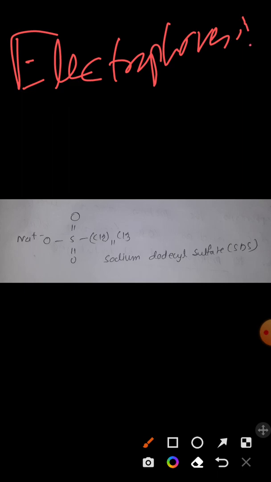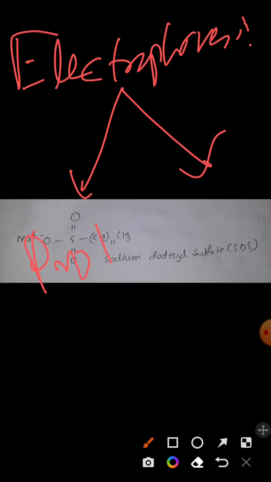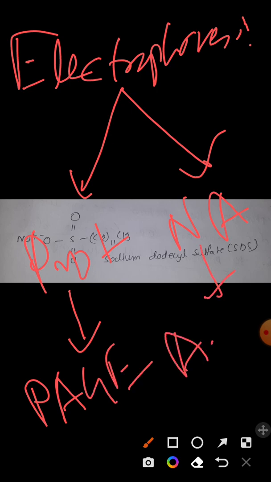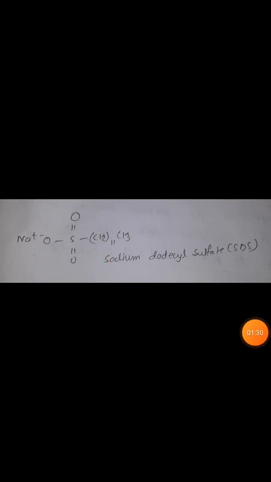First, you have to know that electrophoresis is performed for the separation of mainly two kinds of biological molecule. One is protein, another one is nucleic acid. For protein separation we use PAGE, and for nucleic acid separation we mainly prefer agarose. Today's topic is about protein, so we will focus on PAGE.